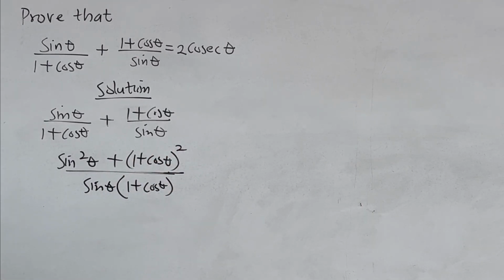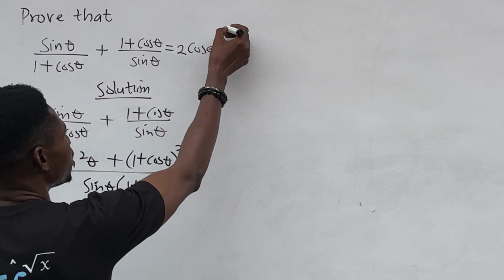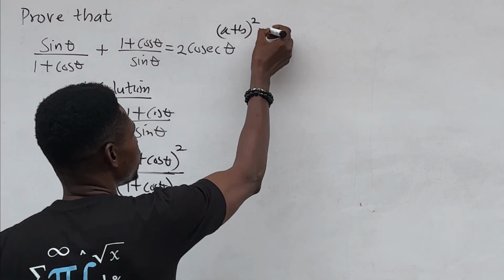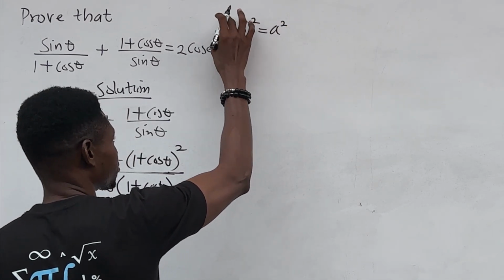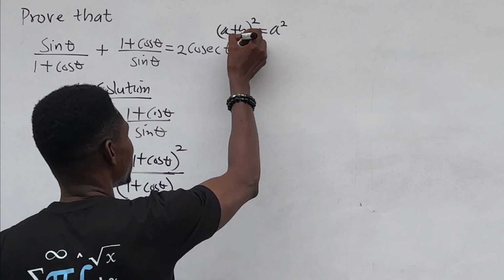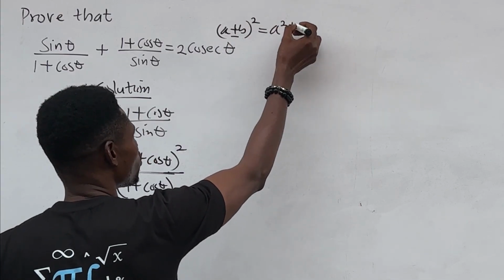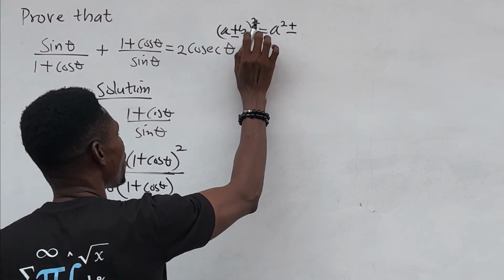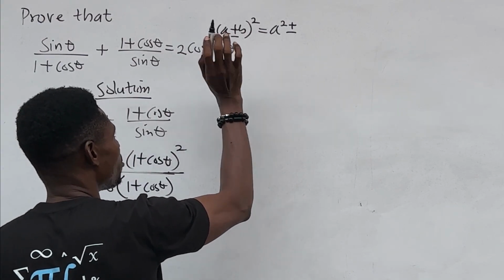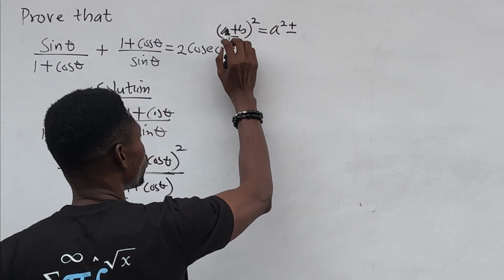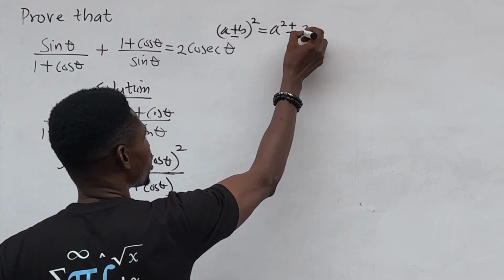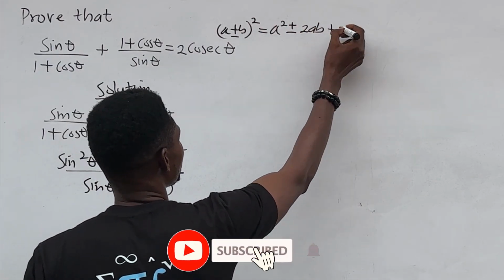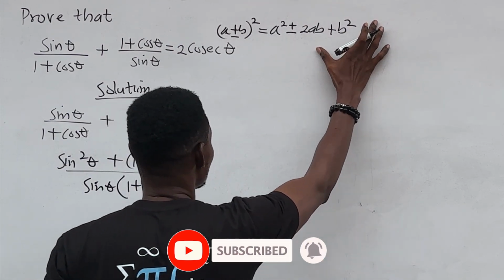Remember, the easiest way to square a binomial, if you have, say, a plus b square, you pick the first and you square it. Now, plus or minus: if it is a plus, you put plus; if it's a minus, you put minus. Now multiply the first term by the second term by 2. So 2 multiplied by the first term multiplied by the second term gives you the middle term. So a times b is ab, ab times 2 is 2ab. Now plus square the last term, that's b square. So this is the easiest way to square a binomial.